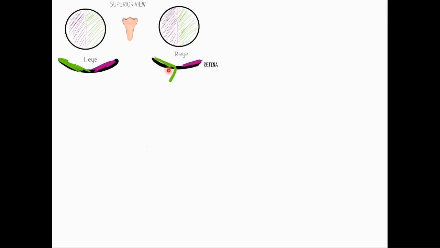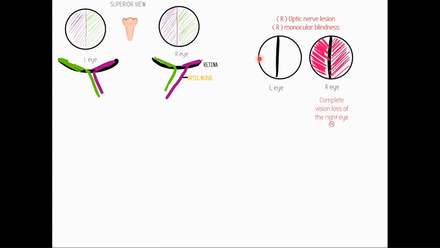Okay, then these fibers are going to leave the retina via the optic nerve. The optic nerve contains all the information from both visual fields in one eye, and that's cranial nerve 2, by the way. So you can imagine that if you have a lesion here, none of this information is going to make its way to the occipital lobe, so you're going to have complete loss of vision in that eye, aka monocular blindness.